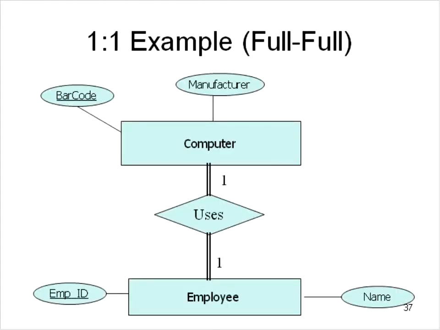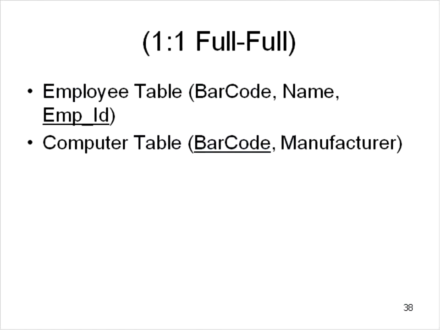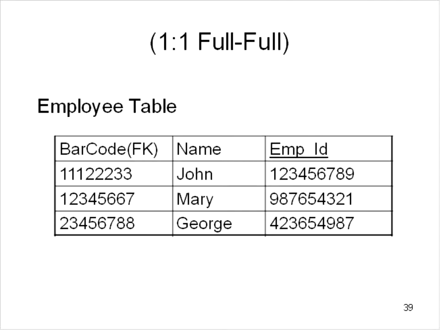So here's an example of a full one-to-one relationship. A computer has to be used by an employee, and an employee has to use a computer. Using the one-to-one full relationship here, the first one, we've taken the barcode from the computer table and stuck it on the employee table as the foreign key. This is where, if you had information on the semantics, this is the rule that you would follow. And here is some sample data.